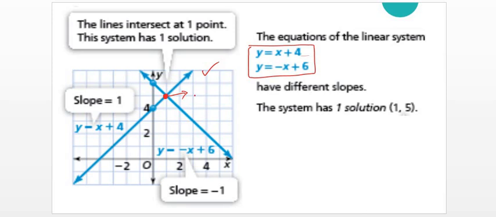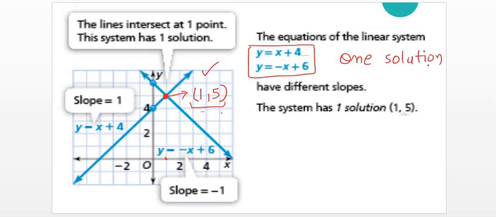So this point is the solution of both these equations. What are the coordinates of this point? It's 1 and 5. So the x value is 1 and the y value is 5. That means 1 and 5, these are the two coordinates that will satisfy both these equations.